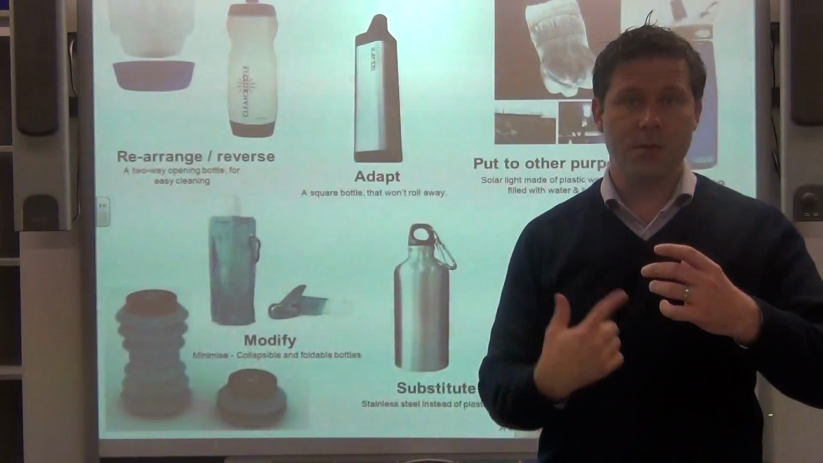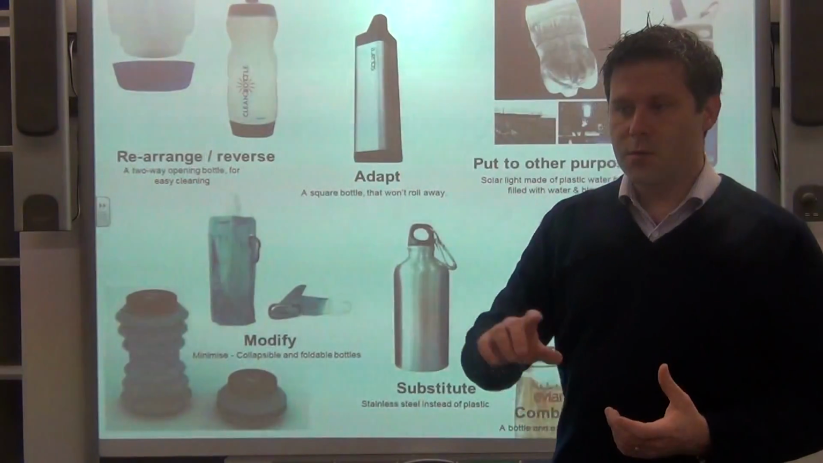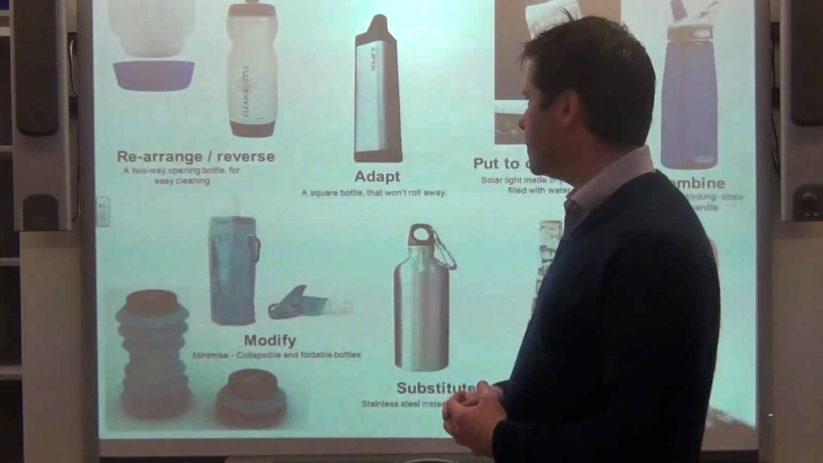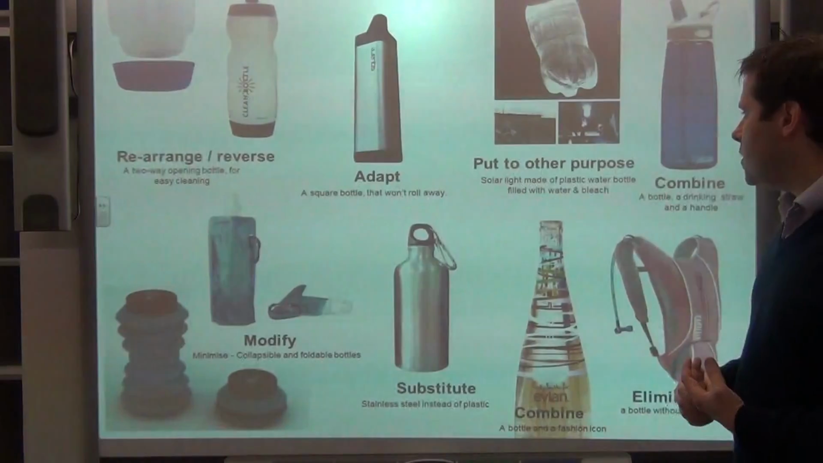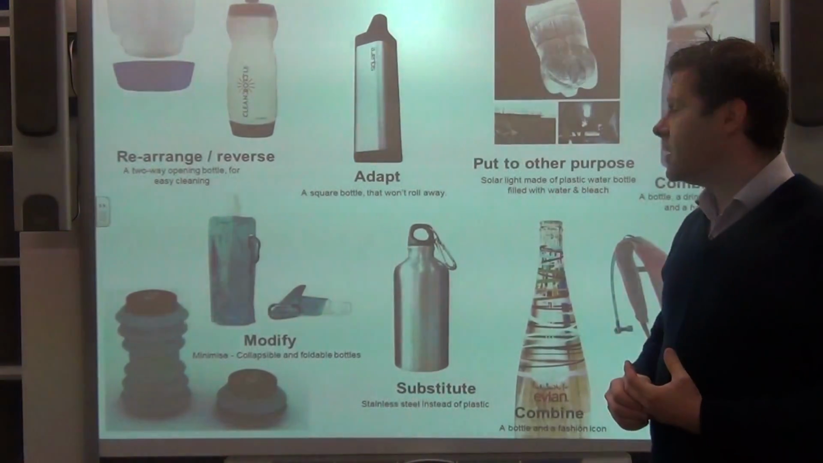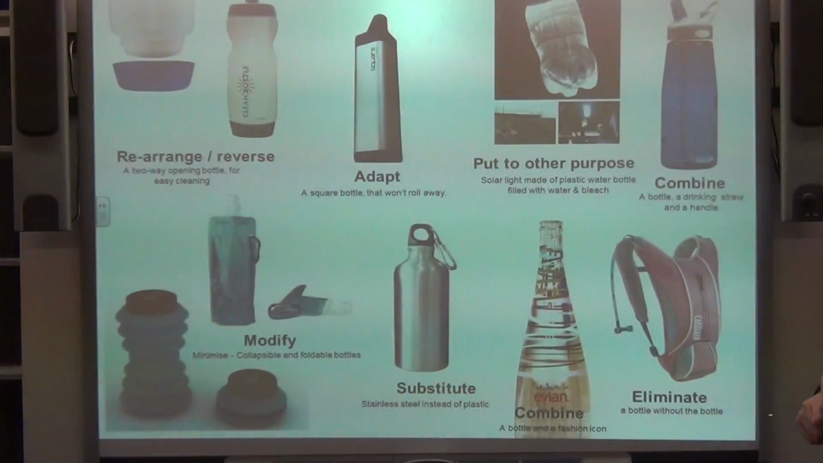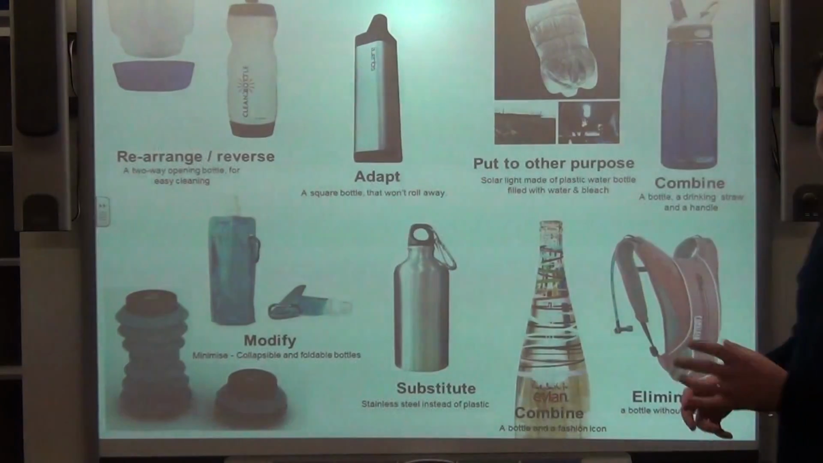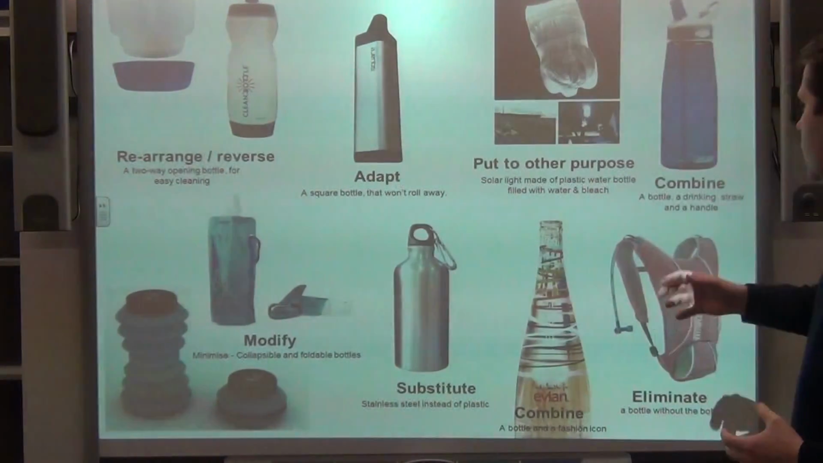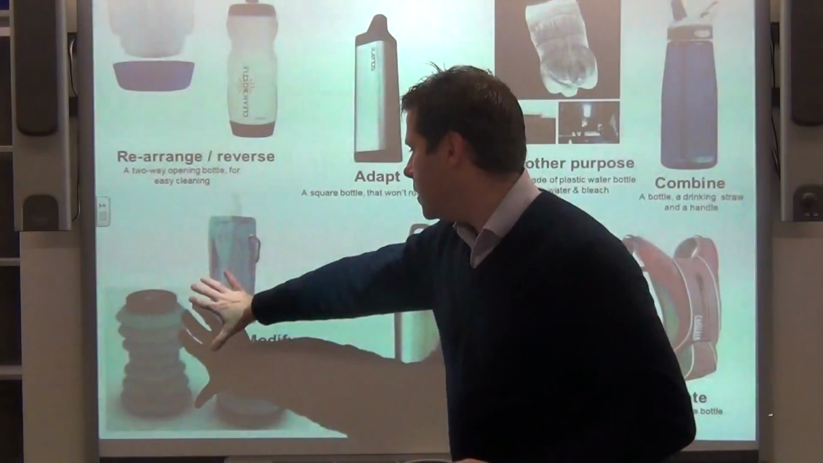Here's an example of adapting. So the original design was a cylindrical type design, they've changed it to a square design. Okay, which means if it falls over, it's not going to roll off the desk. It's been put to another use. So in this case, once the bottle's been used and is no longer needed, it can be used as part of a solar light solution. Okay, combining, so taking extra elements, joining the objects together to give you a better product. In this case, adding handles. Okay, fairly obvious solution, that one.